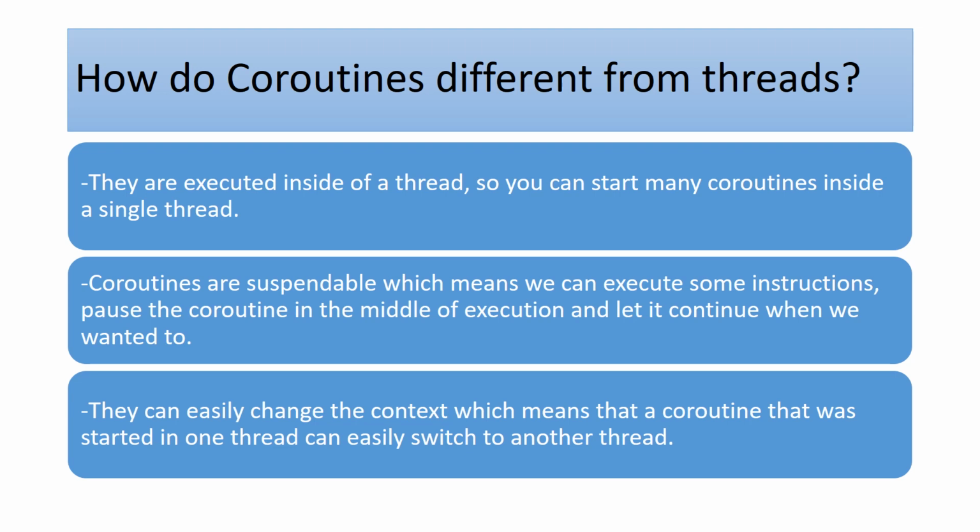So how are coroutines different from threads? They are executed inside of a thread, so you can start many coroutines inside a single thread. Many means more than 1,000 also. Coroutines are suspendable, which means we can execute some instructions, pause the coroutine in the middle of execution and let it continue when wanted. They can easily change the context, which means that a coroutine that was started in one thread can easily switch to another thread.